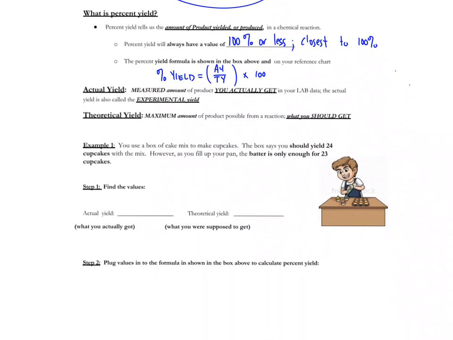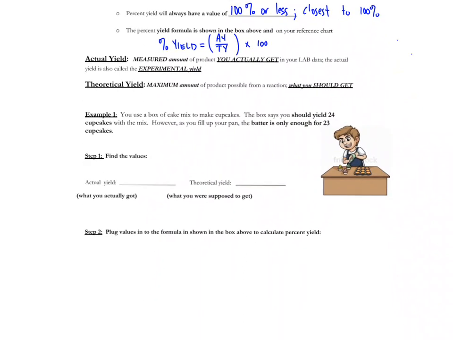Okay, so what is the actual yield? The actual yield is the measured amount. It's what you actually got in some sort of a chemical reaction or a chemical experiment. This is what you determine in your experiment. It's also referred to as experimental yield. Theoretical yield is what you should have gotten. It's what your maximum amount of product should have been had you done your experiment perfectly.